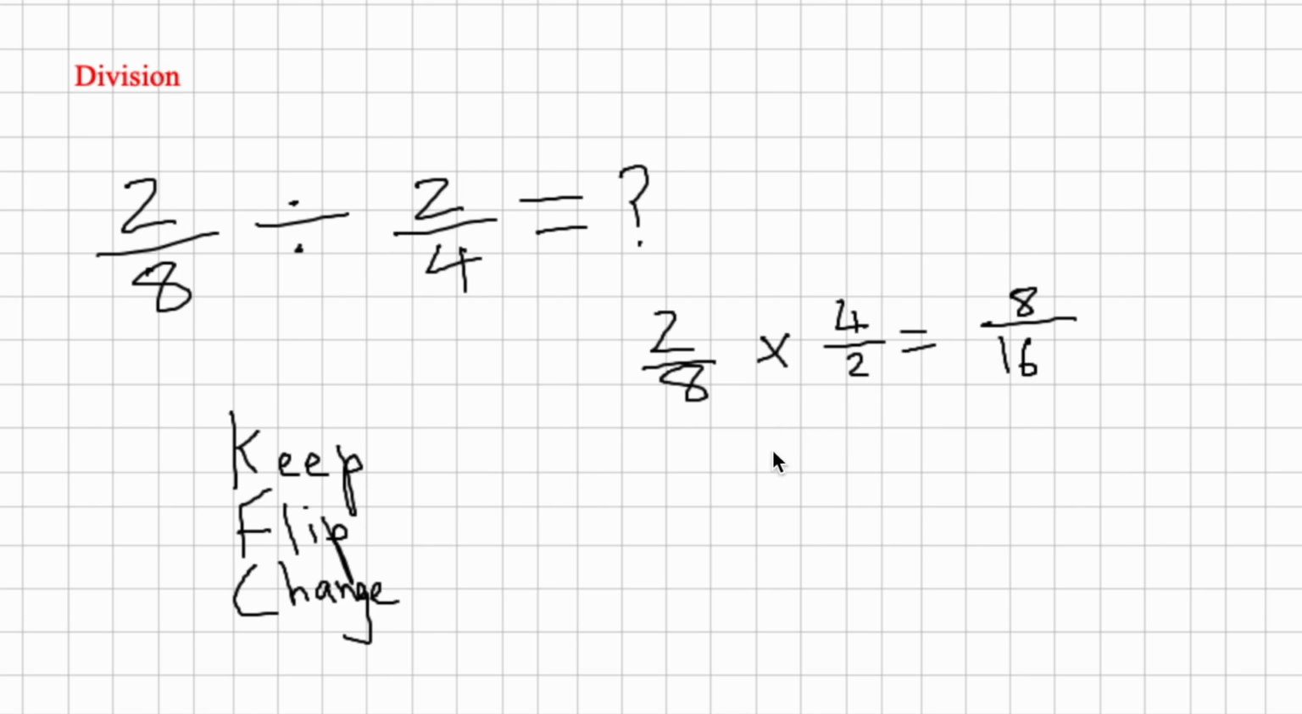Okay, now we just need to change it around, so 2 over 8 divided by 2 over 4 is 8 over 16. Okay, now that is the KFC method. Okay, if you ever forget, just remember KFC. Okay, keep, flip, and change. Okay, now that's how you do division.